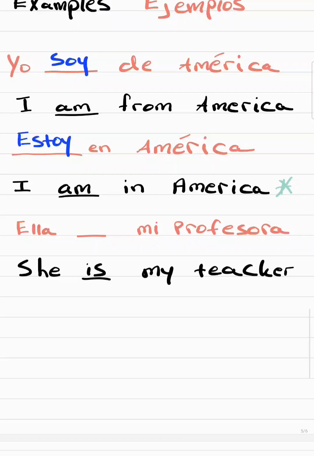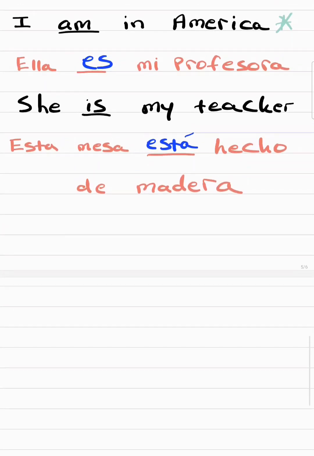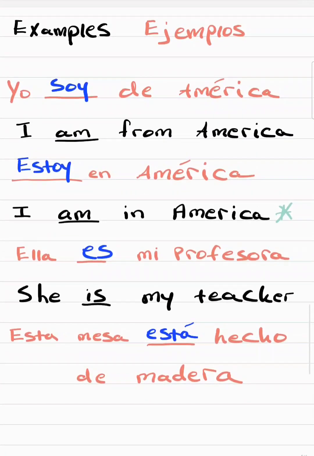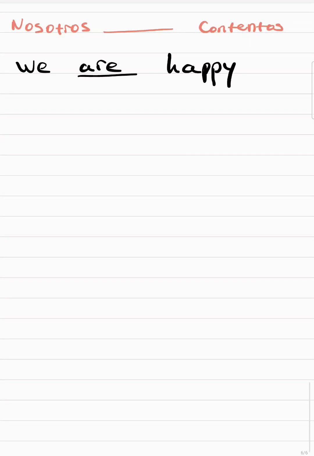If she is my teacher, this is both a profession and a copula, right? It's equal to each other, and it's a profession. So there'd be ella es mi profesora. Esta mesa, this table, está hecha de madera. All right, so that's because it's made of something. There we go. I had to improvise. A lot of this stuff got jangled, but I'll give some more examples.